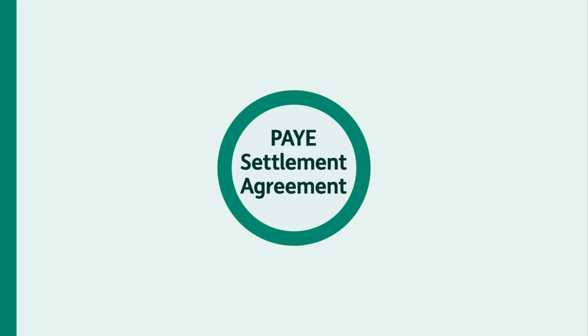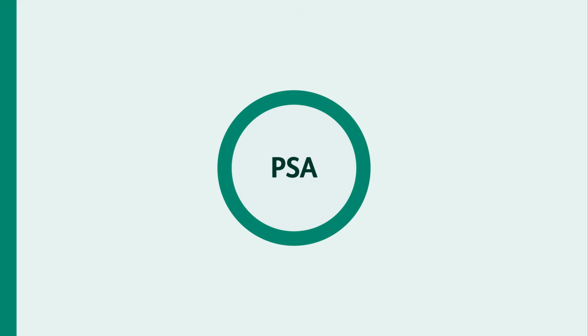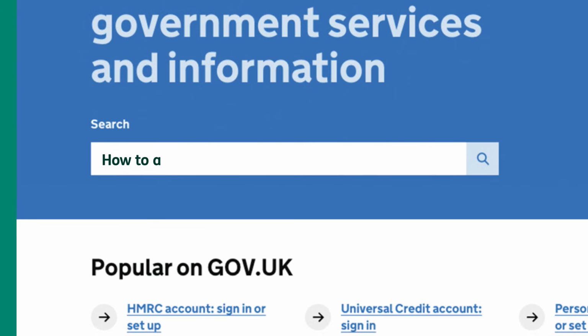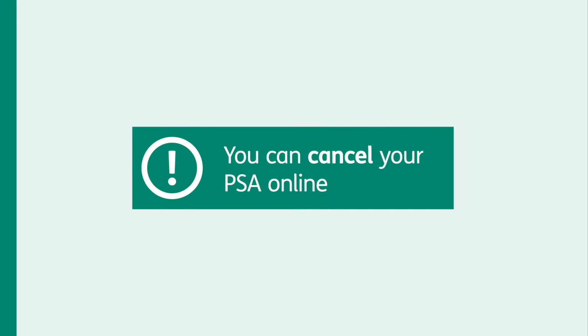A pay-as-you-earn or PAYE Settlement Agreement is also known as a PSA. You can apply for a new PSA or amend an existing agreement online. You need to do this by the 5th of July following the end of the tax year the agreement relates to. You can also cancel your PSA online.